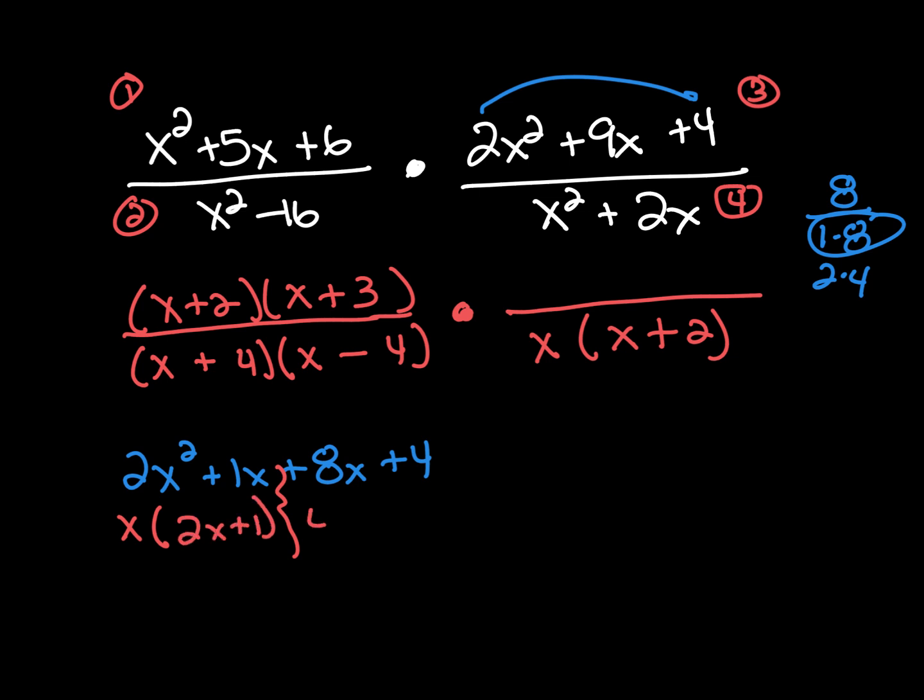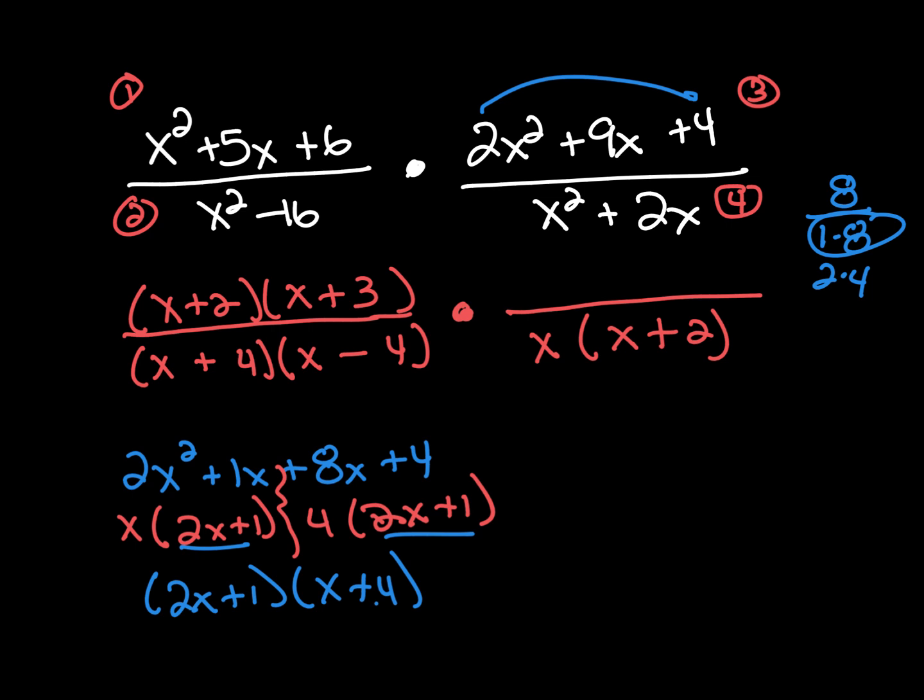On the right side, I'm going to take out a 4. I can see that I have 2x plus 1 that they both share. And x plus 4 is what's left. So that is my factored answer for the top here.